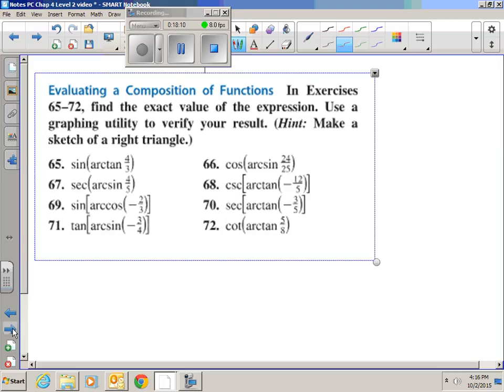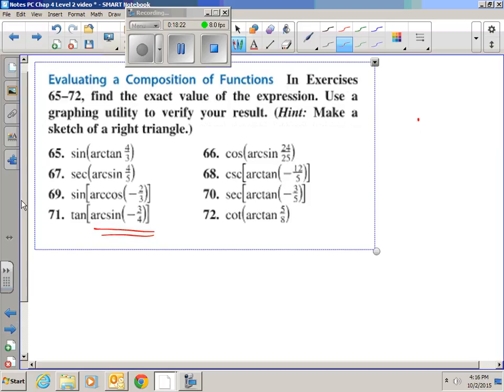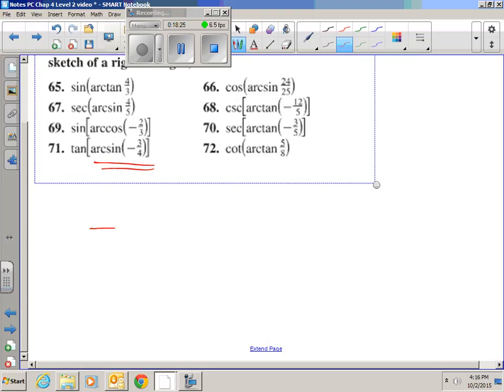Looking at 71, I need to find the tan of the arc sine of -3/4. We're going to start with the arc sine of -3/4. I'm taking the arc sine of a negative ratio. That's going to give me a fourth quadrant triangle. I know its sine is -3/4. So this is -3. This is 4. I want to say it's a 3, 4, 5 right triangle, but looking carefully, it's not. I need to use the Pythagorean theorem to figure out my adjacent side.